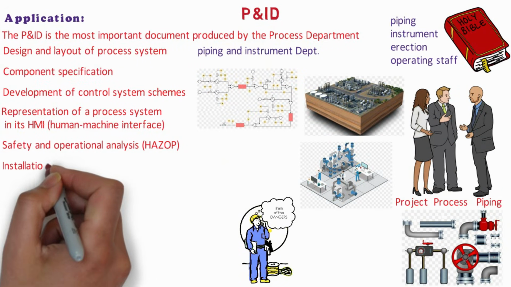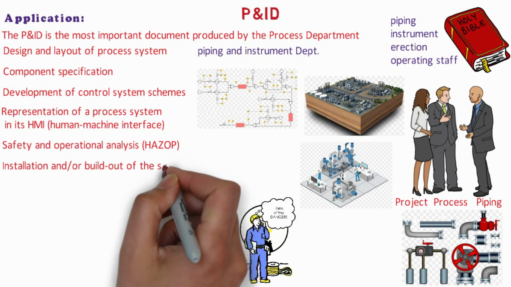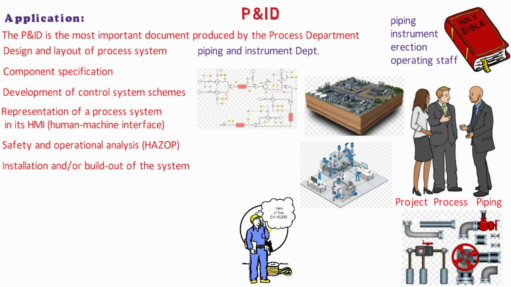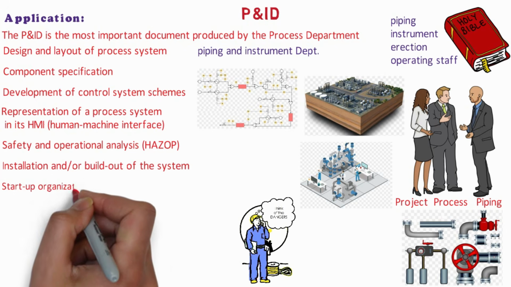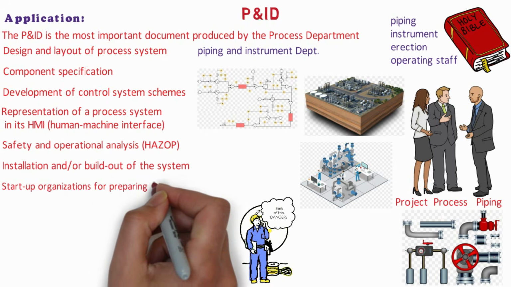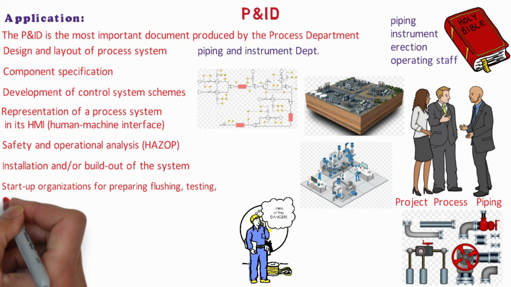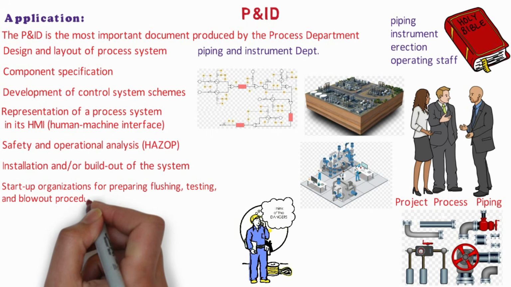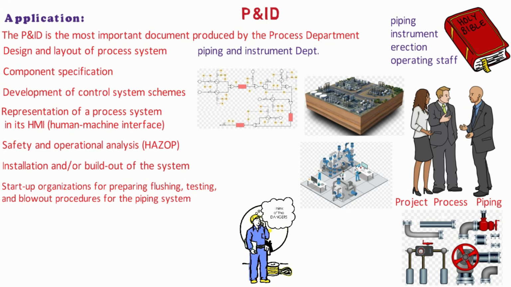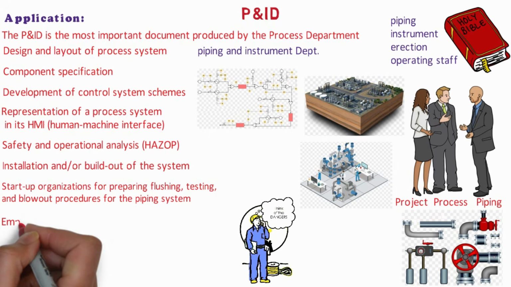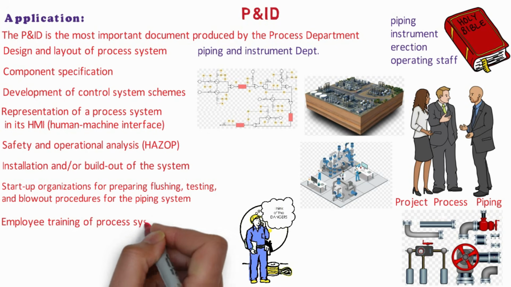Installation and/or build-out of the system. The P&ID provides direct input to the field for the physical design and installation of field-run piping. The P&IDs are also used by the startup organization for preparing, flushing, testing, and blowout procedures for the piping system and by the plant operators to operate the system. The correctness and completeness of the P&ID drawings are crucial to the success of the startup program. Employee training of process system operation.